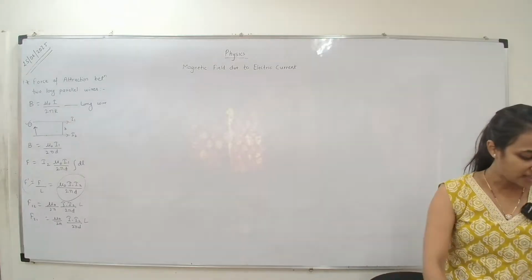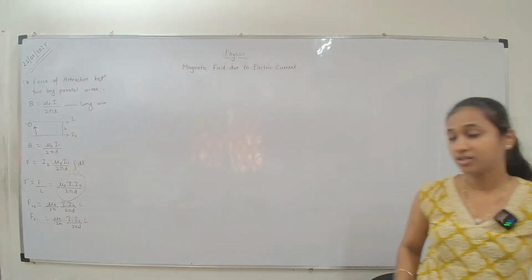So now next, magnetic field produced by a current in a circular arc of a wire.